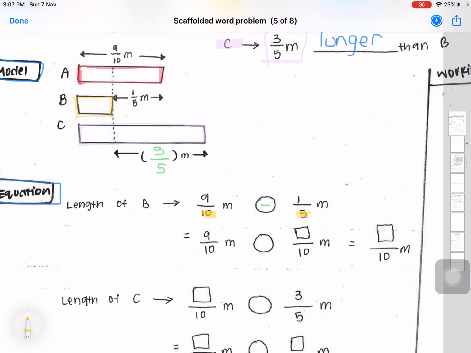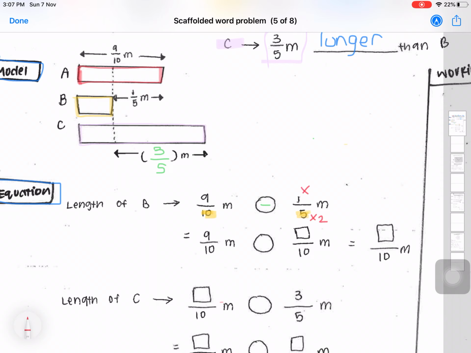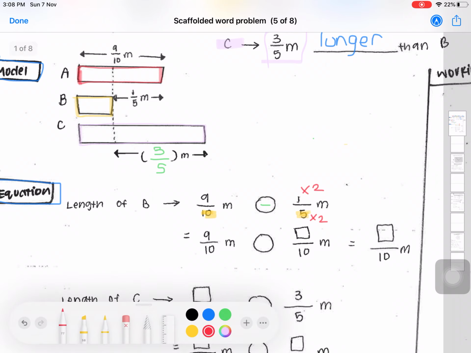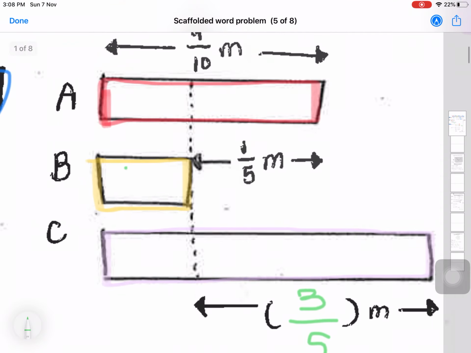So 9/10 minus 1/5, let's look at the denominator. This is a 10 and this is a 5. We have to convert the denominator to like fractions. So to make it like fractions, we are going to change the denominator to 10. So 5 times 2 is 10. So 1 times 2 will be 2. 2/10. So now we can take 9/10 minus 2/10. That will be 7/10. So now we have found that wire B is 7/10 meter.